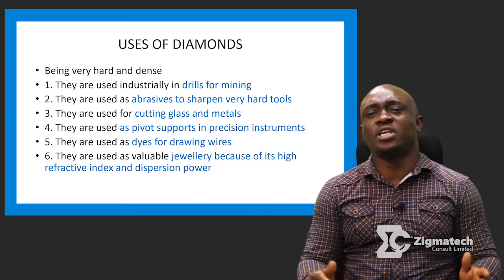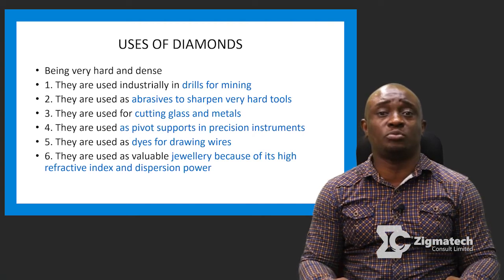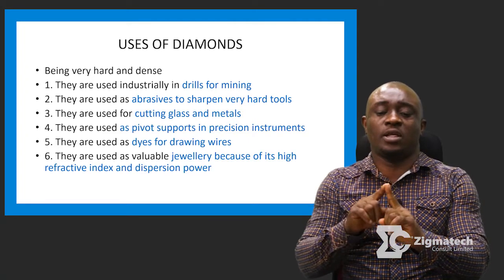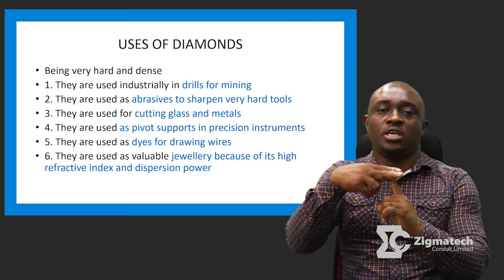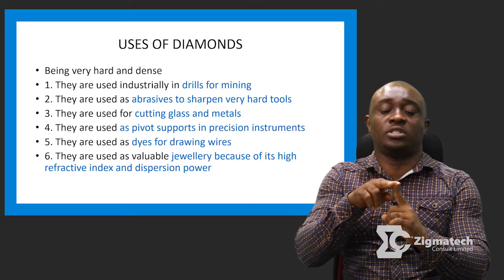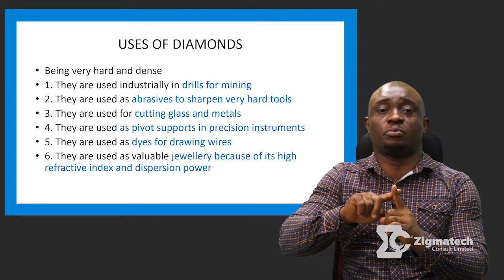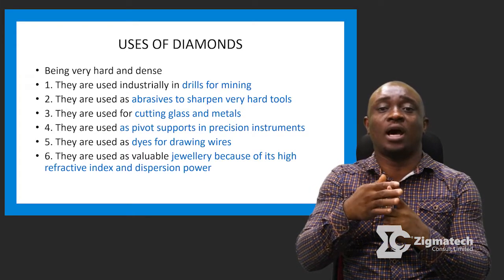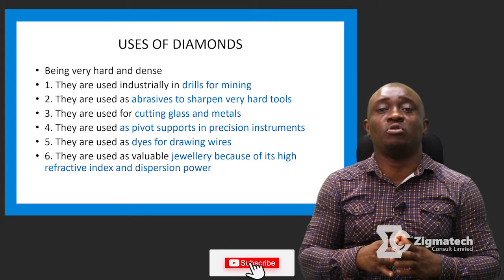Then they are used as pivot support in precision instruments. When we talk about pivot support, you have a pivot here, then you have another thing you fix in between. As they move around, they're supposed to eat up this, but because it's diamond being used as the pivot support, it remains the same from year to year. It does not wear out easily. That's what we mean by pivot support.